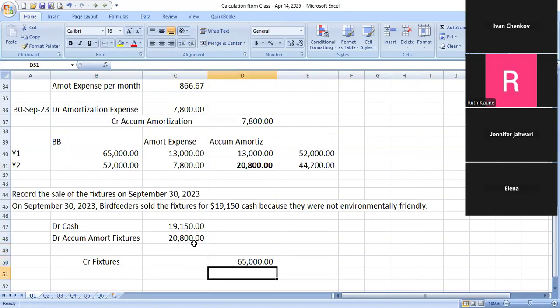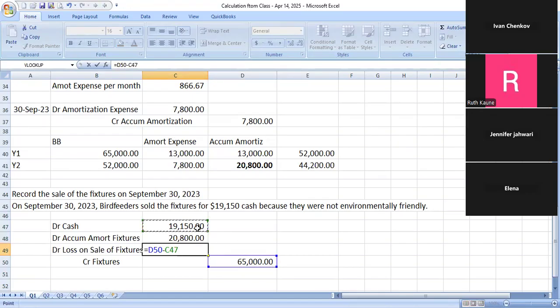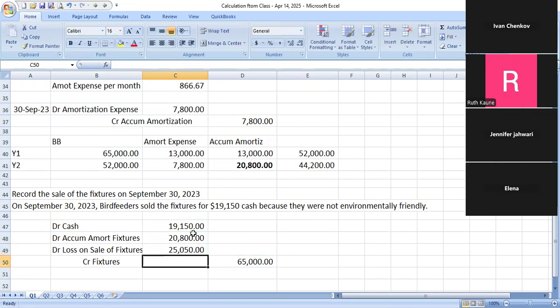So what do I have to do? Now I have to check where is my credit, where is my debit. My debit is 39,950. So I'm way below my credit. So what do I need? I need another debit. Which account am I going to debit? Loss. Loss on what? Why am I losing money? Sale of fixtures. Loss on sale of fixtures. And that loss will be equal to 65,000 minus 19,150 minus 20,800, and we're done. That's what you have to do for this question.